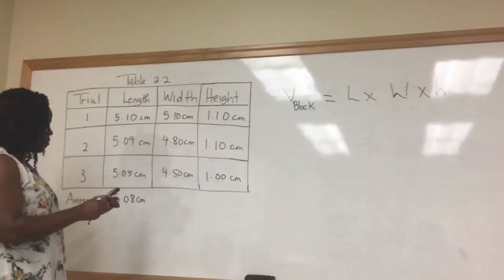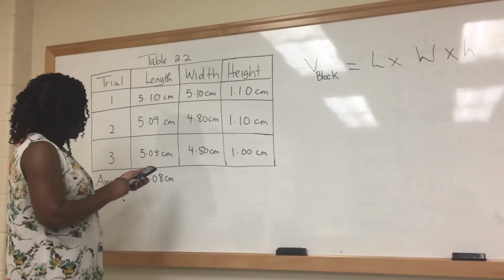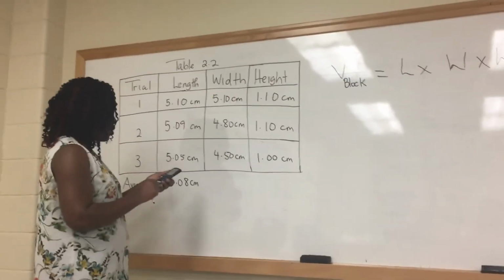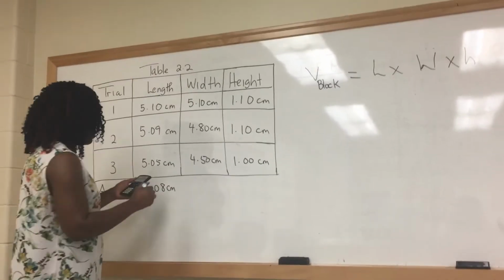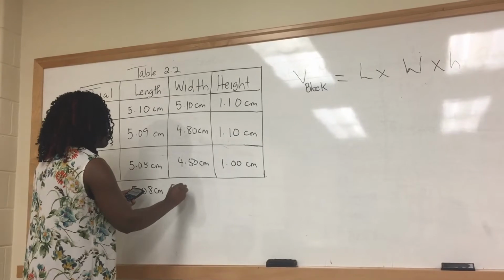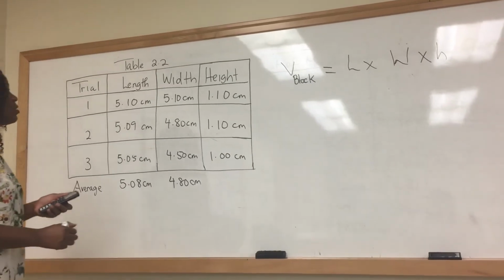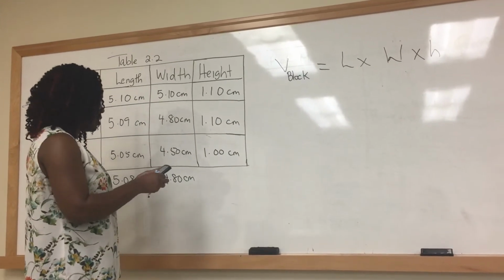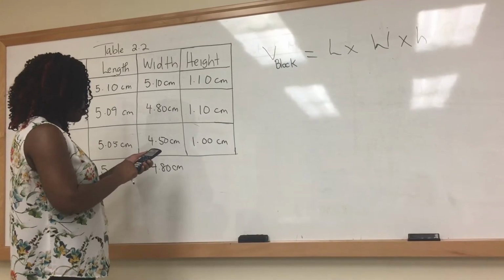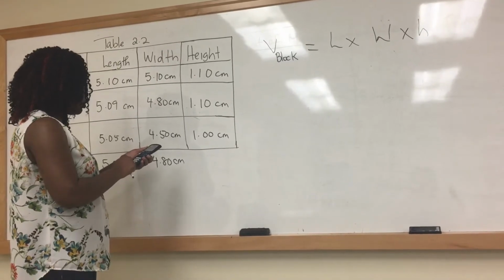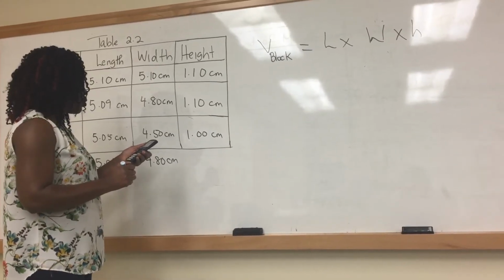Now I'm going to do the same thing for the width. I'm adding these numbers and then dividing by 3. So 5.10 plus 4.80 plus 4.50, and then I'll divide it by 3, and the average width is 4.80 centimeter. Now the average height: I'll add these 3 numbers and divide by 3. So here I have 1.10 plus 1.10 plus 1.00, and then I'll divide by 3, and I have 1.07.